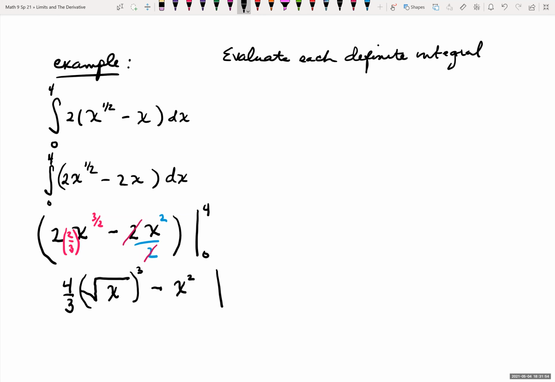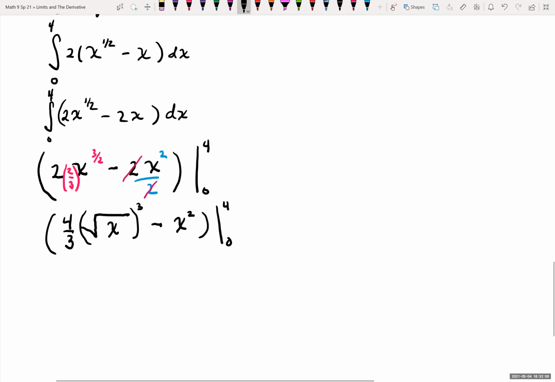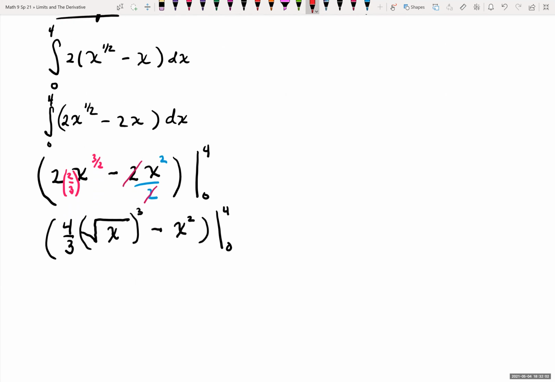Again, we're evaluating this from 0 to 4. So we plug in the upper bound first, subtract off the lower bound. So wherever we see an x, we're going to plug in 4. So we have 4/3 square root of 4. Then we're going to cube it. Minus, I see an x, so 4 squared.